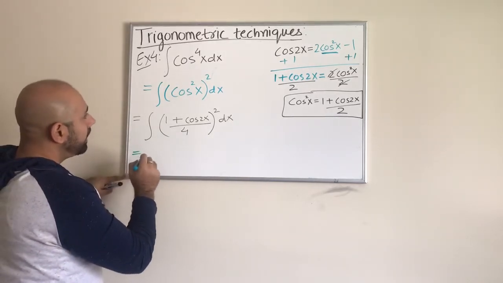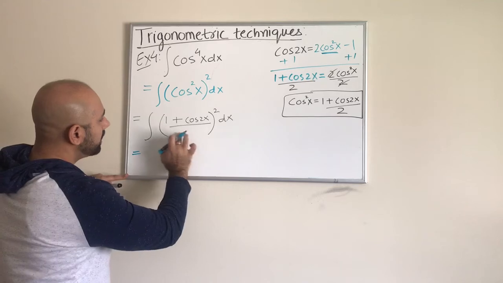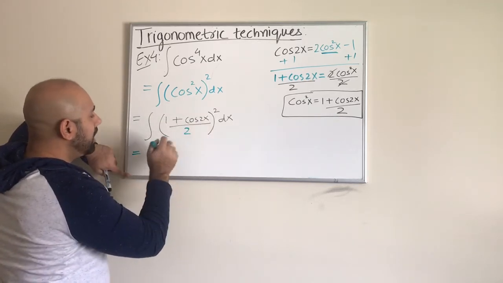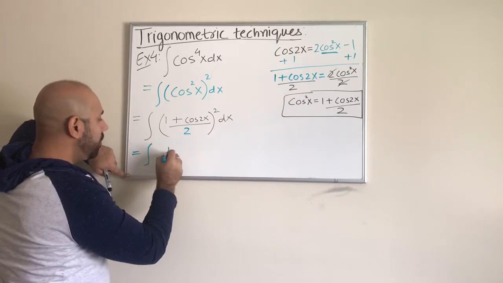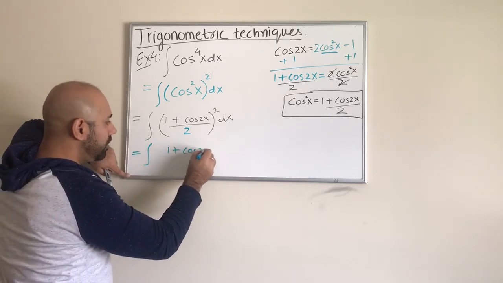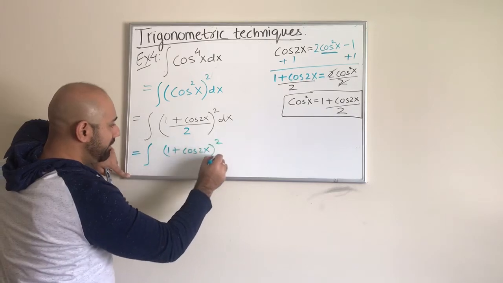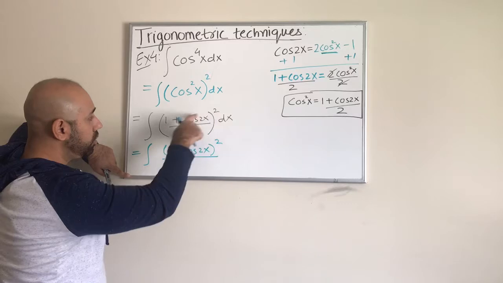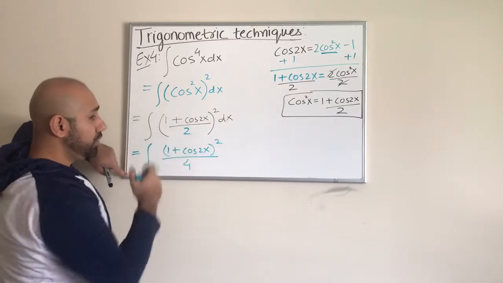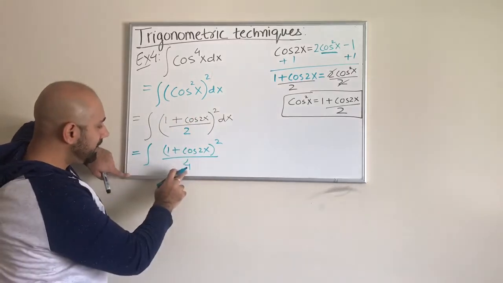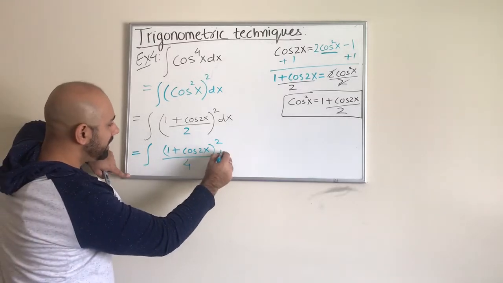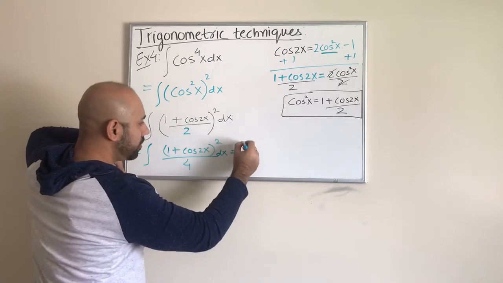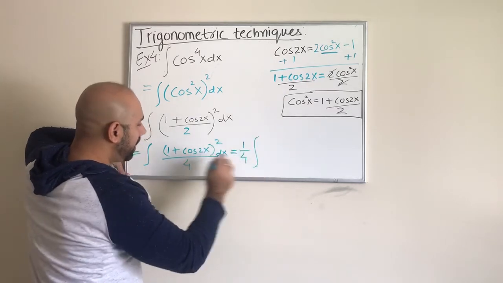Guys, from here, let us be careful. Sorry, this is still 2. But then when we square this thing, it will become 4. So guys, I can rewrite this as 1 plus cosine 2x whole square divided by 4, right? I just distributed this 2 with the numerator. Of course, we have to distribute with the denominator as well. Guys, this 4 here, we can just take it outside, and that's what we do with the constant. So it is going to look like this: 1/4 integral of this.